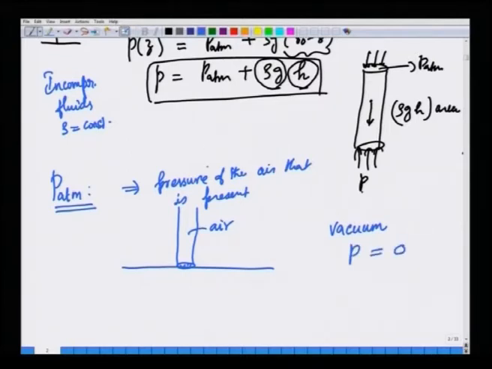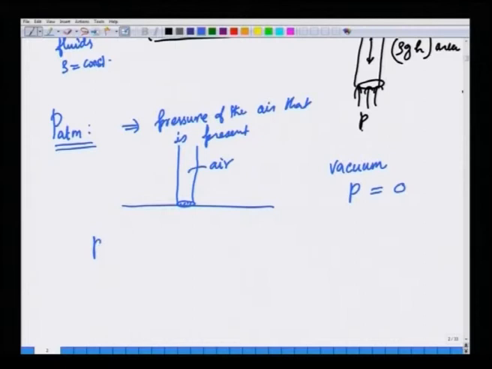Okay. So, there are no air molecules, there is no pressure, and the pressure at the ground level is called atmospheric pressure, and this atmospheric pressure is roughly 10 to the 5 pascals, that is 10 to the 5 Newton per meter squared in SI units.